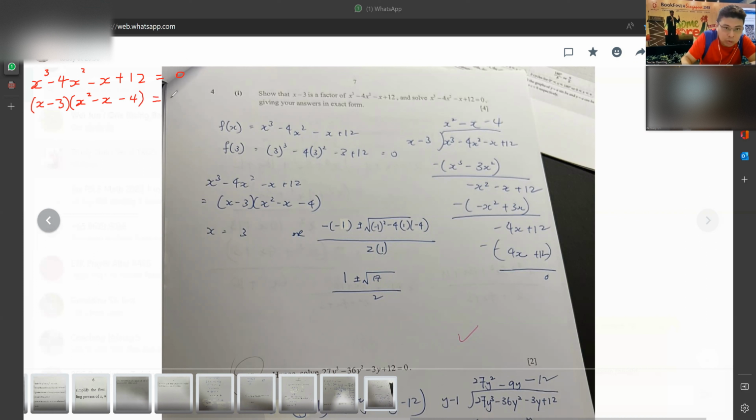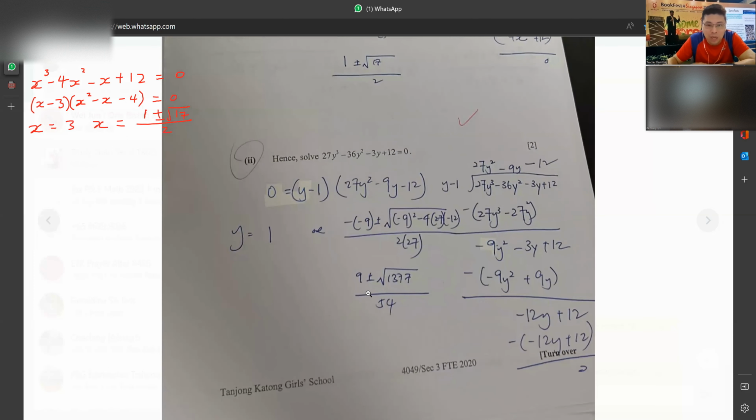Equal 0. So eventually you get your x is 3, or x is plus or minus 1 plus or minus square root 17 over 2. Okay, I can trust your answer here. So these are the ingredients you need to do part 2.